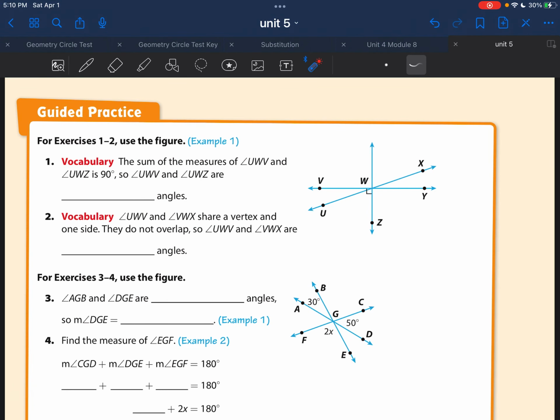Okay, all right, let's go on to our guided practice. Okay. Let's see, these ones are vocab. So it wants to know which one is complementary and which one is adjacent. Okay? All right. So the sum of the measures of U, W, and Z.